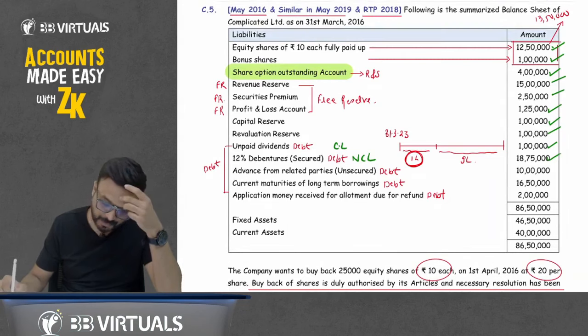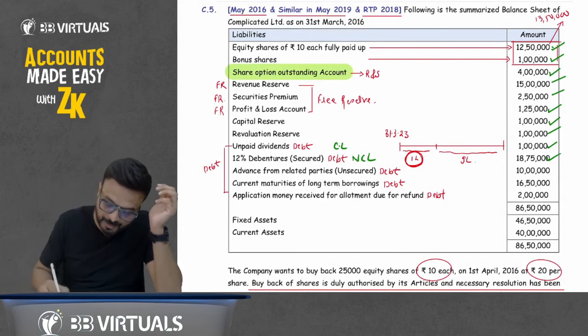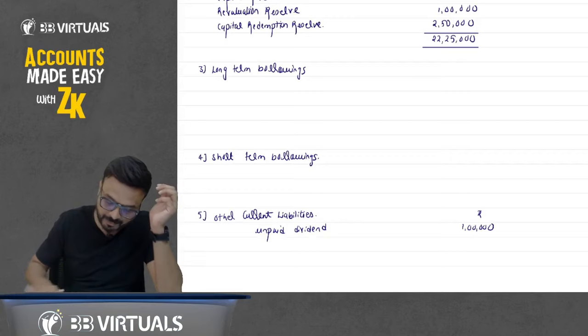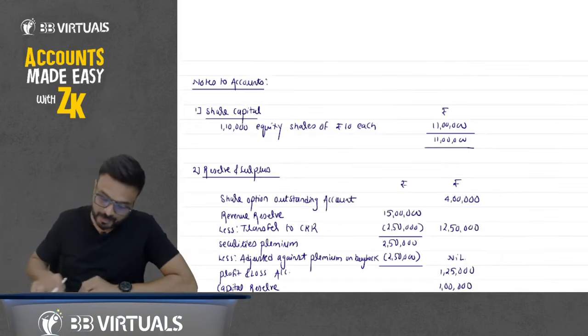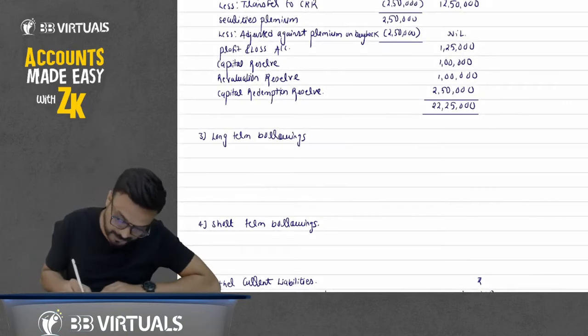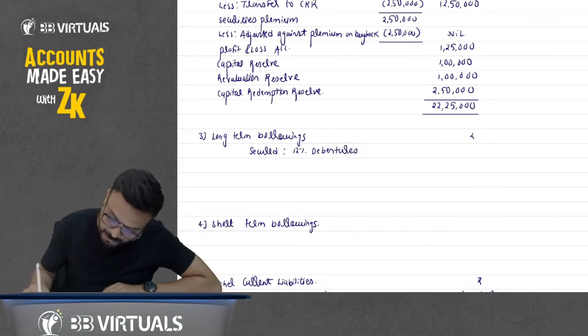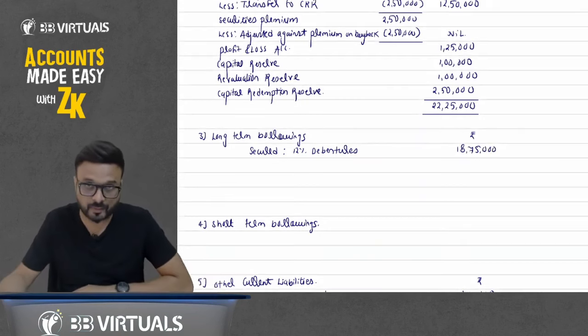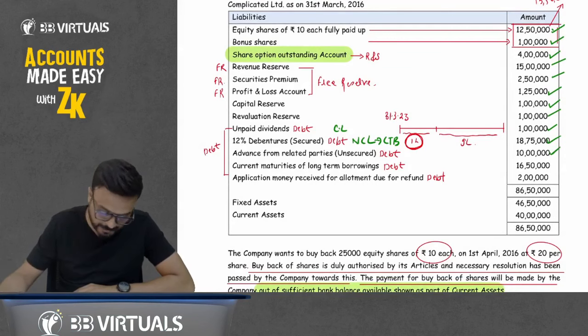12% debenture secured, it's a non-current liability. Remember, it comes under non-current liability, and under non-current liabilities it comes under long-term borrowing. You can see here in the balance sheet, non-current liability, and under it, long-term borrowing. So write down in notes to account number 3, secured, it is a secured loan. Write down secured 12% debentures, 18,75,000. Now advance from related party, unsecured.